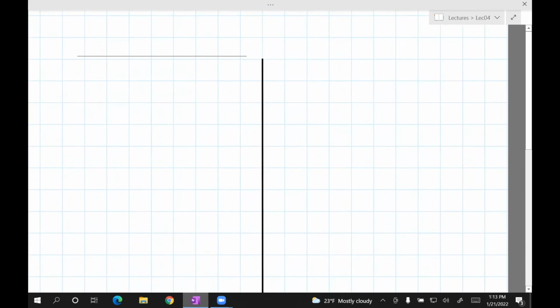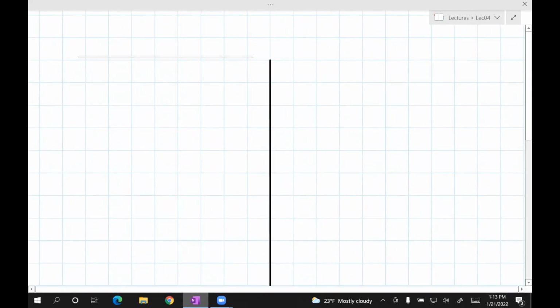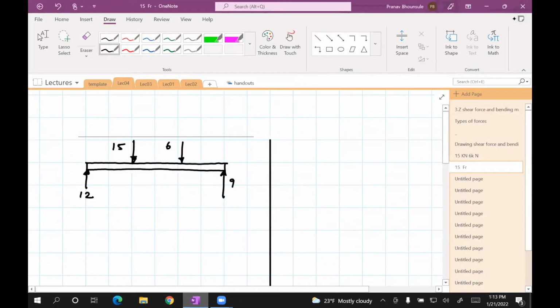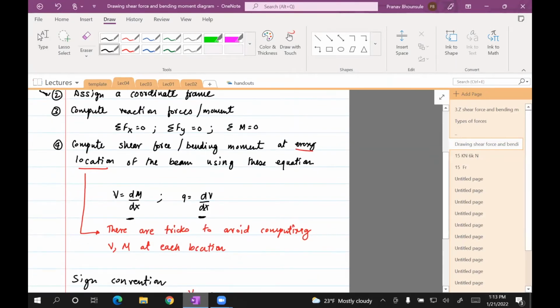Okay, so I'm going to draw the beam again, and now show all the reaction forces, because we'll be using those to compute the shear force. So on the left side, we had VA, and VA was computed to be 12. We had 15 next, then 6. And then there was an upward force of 9, which was a reaction force. So we are now going to use step 4, which is these equations, right?